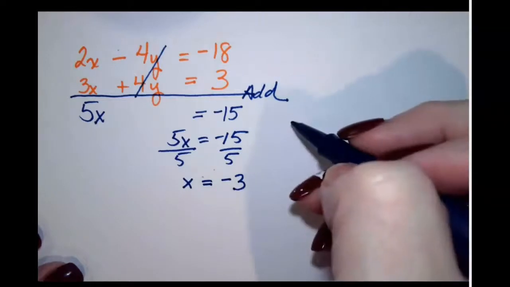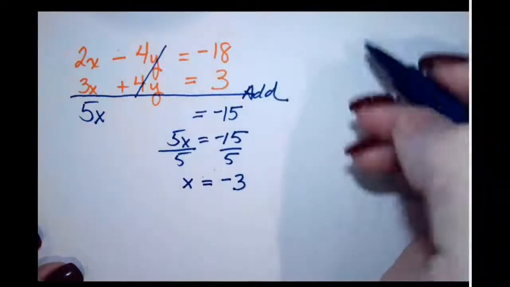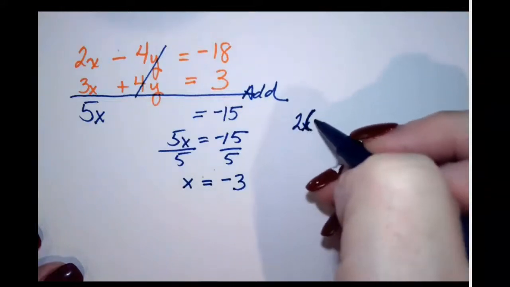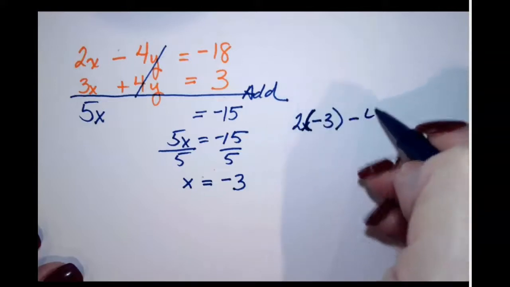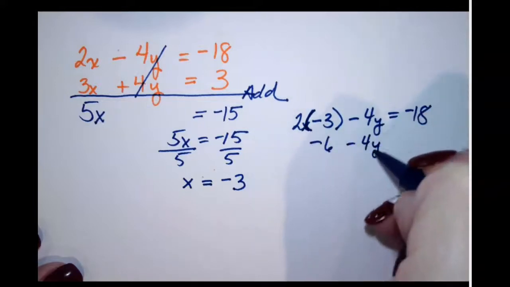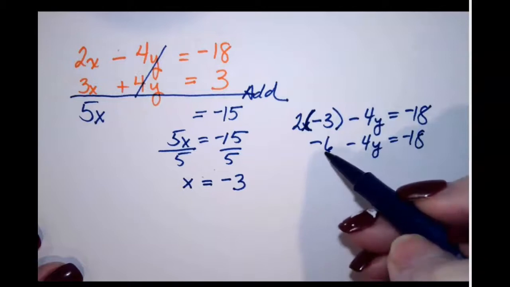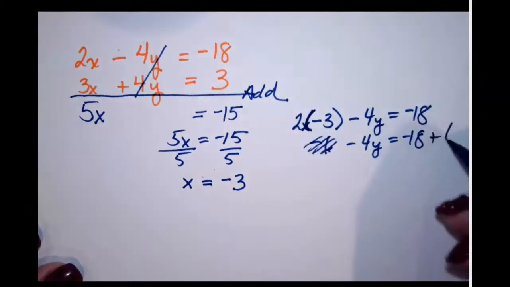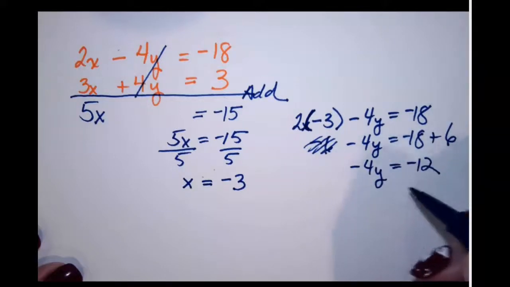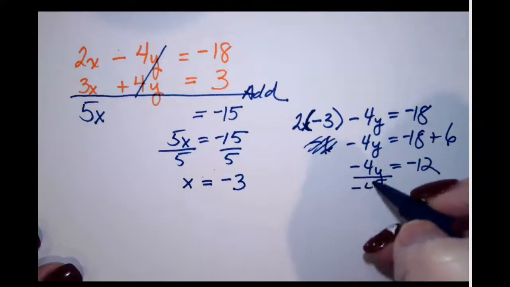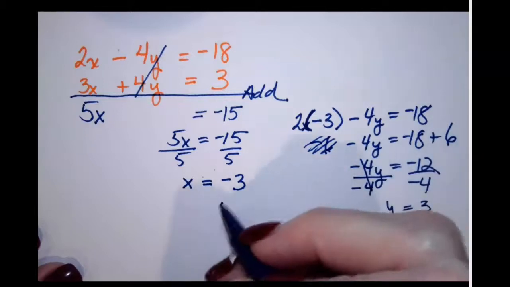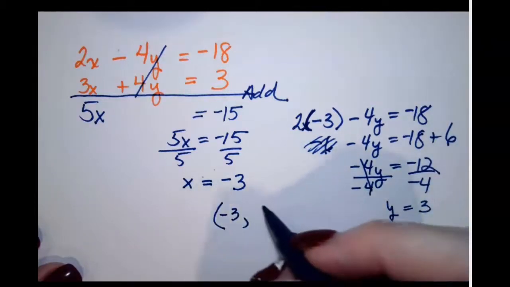Then when I want to figure out what y is, I just put it back in. So let's pick the first one. Let's say 2x. And instead of x, what am I going to put? Negative 3 minus 4y equals negative 18. So that's negative 6 minus 4y equals negative 18. Move the negative 6 to the other side. That's positive 6. Negative 4y equals negative 12. Last step. Divide by negative 4. y equals 3. My solution is negative 3, 3.